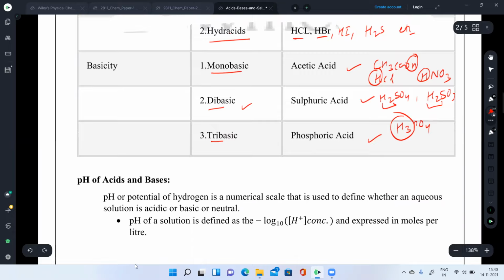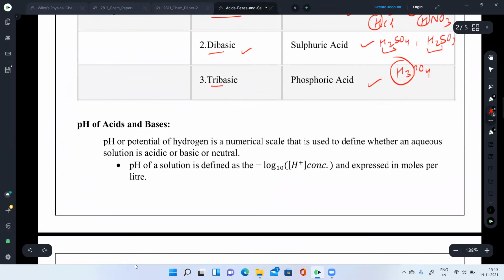Now, pH of acid and base. pH, or you can say potential of hydrogen, is on a numeric scale, the negative logarithm of the H plus concentration. If you define P of any quantity, then it equals minus log of that quantity. So pH equals minus log of H plus.